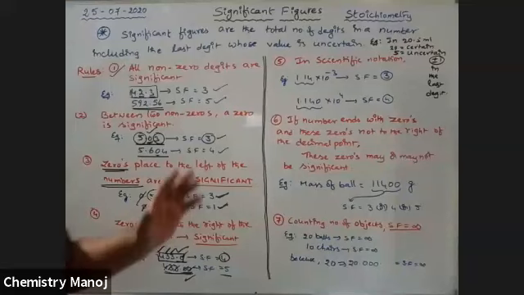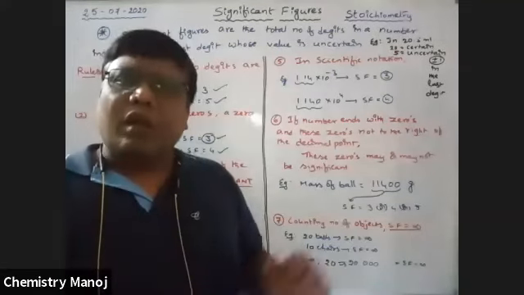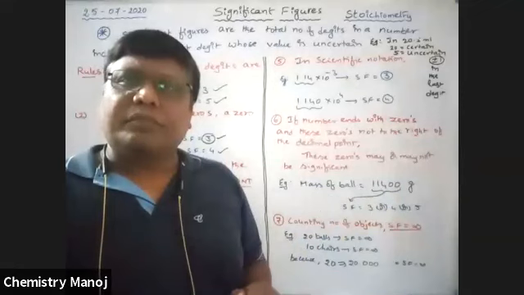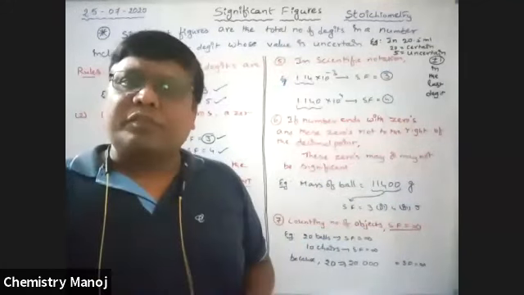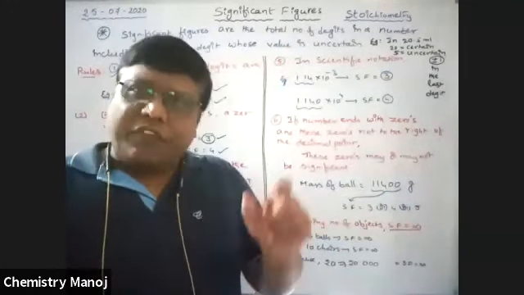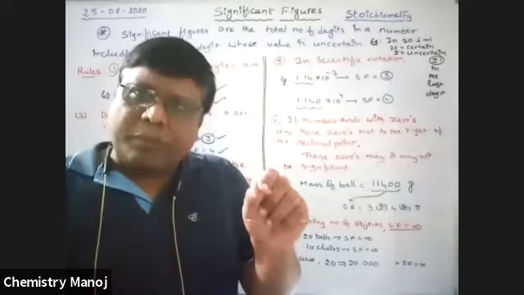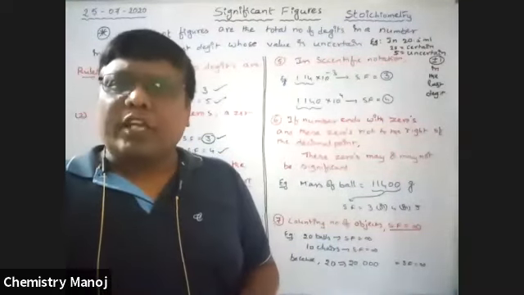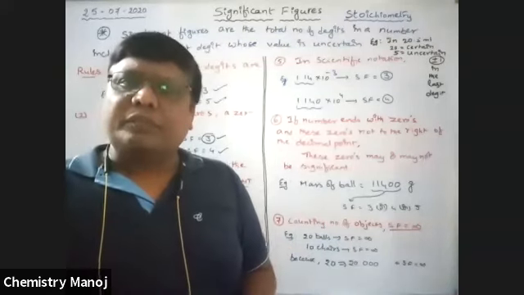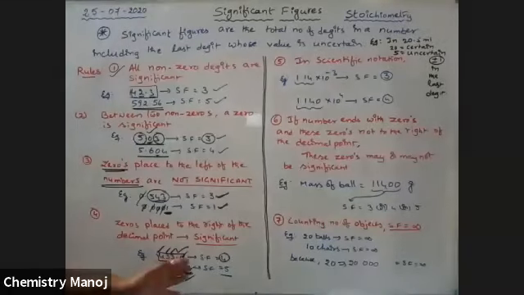Okay. So all non-zeros are significant. Next, zeros between two non-zeros are significant. If a number starts with zeros, those zeros are not significant. If zeros are present after the decimal point following non-zero digits, those are significant. So these are the rules.